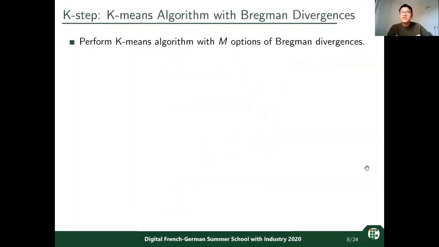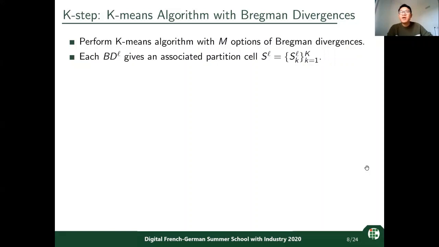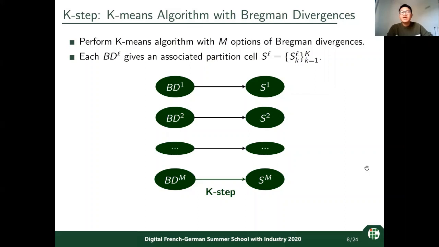And then in the first step, which is the K step, we propose to use M options of Bregman divergences to perform the k-means algorithm. Because each of them behaves differently, each will end up with an associated partition cell, which is called S_L, and there are k clusters inside this S_L. So at the end of this K step, we have M partition structures of our input data.